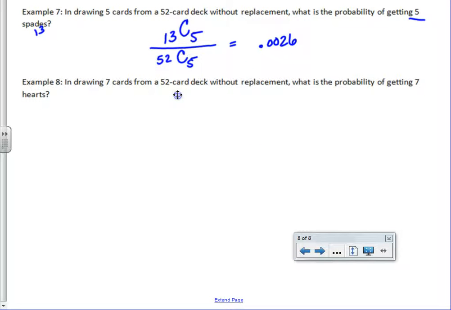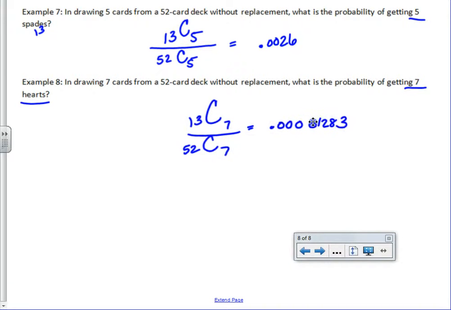In drawing 7 cards this time, I don't know why you need 7, I don't know a lot about card games, without replacement again, so I can use a combination or permutation. What's the probability of getting 7 hearts? If you think about how many hearts are in the deck, there's 13 again. I'm going to choose 7 of them out of all 52 cards, which I'm also choosing 7 for my denominator. And if I type that in, I get a really teeny number, which anyone who actually plays card games knows it's pretty stinking hard to get that many hearts.